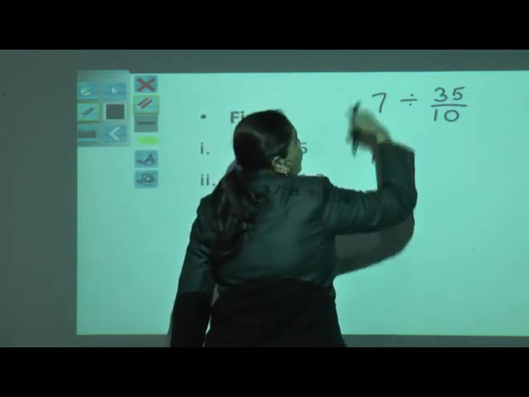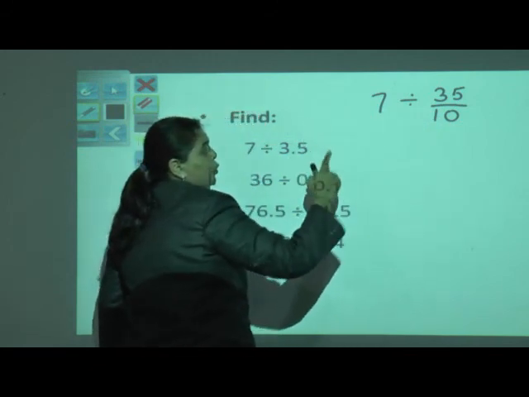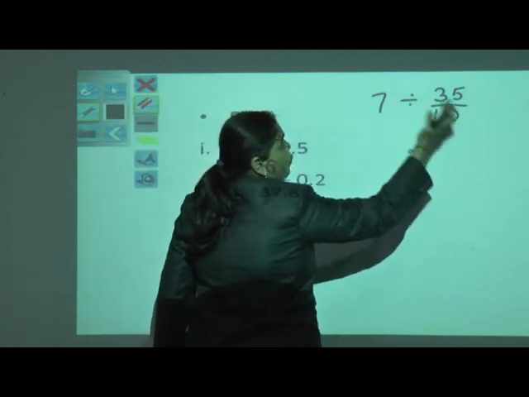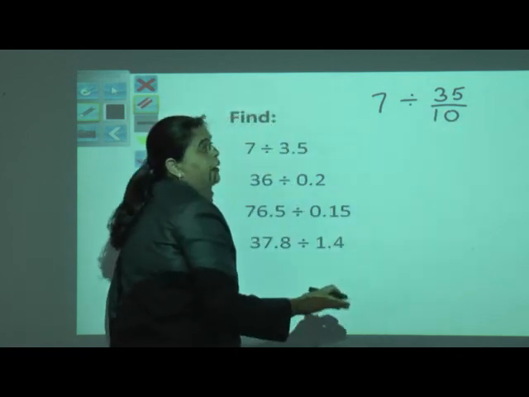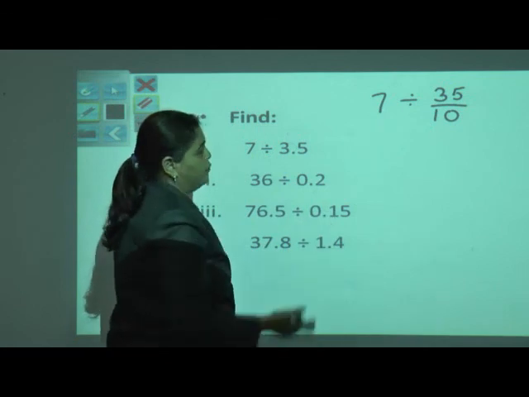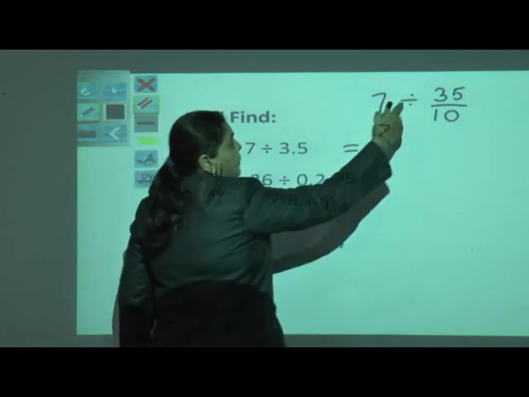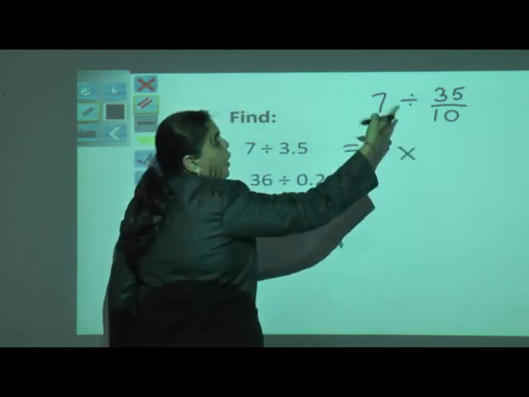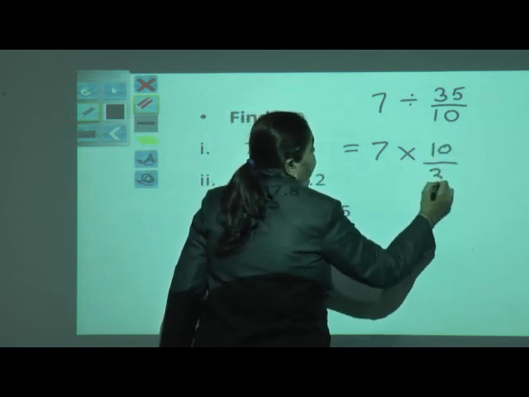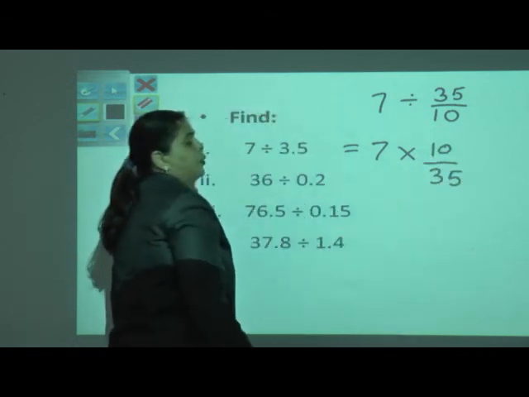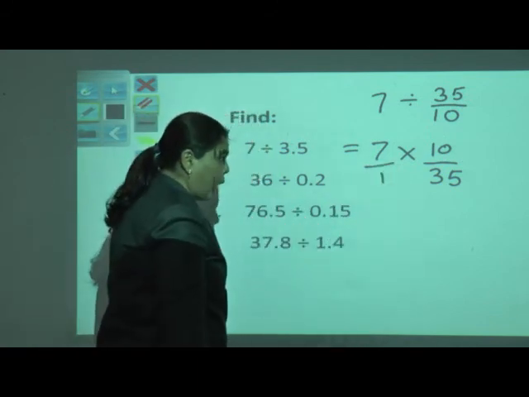Now this operation is a division. As I told you previously also, after the division sign, whatever it is, a number or a fraction, that only can be done in the reciprocal form. So I will write this 7 as it is, multiplied by the reciprocal form, so it will be 10 upon 35. If nothing is there, I told you, you have to imagine it as a 1.